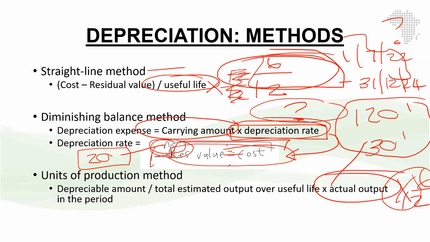Okay, so how do I calculate the units of production? I once again take my depreciable amount. What is the depreciable amount? It is my cost minus my residual value. I divide my depreciable amount by the total estimated output. So if it says to me the machine can run for a total of 100,000 hours over its useful life, then my total estimated output is that 100,000 hours, multiplied with the actual output in the period. So like I said, here we had 30,000 hours. So that 30,000 is the actual output for the period. And that is my 3 depreciation methods.